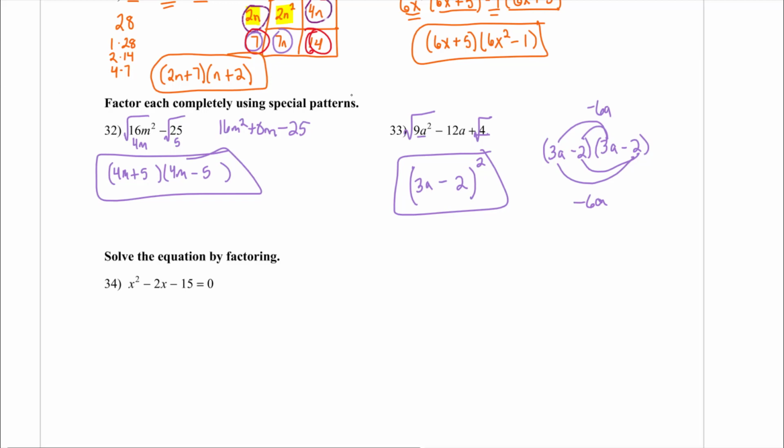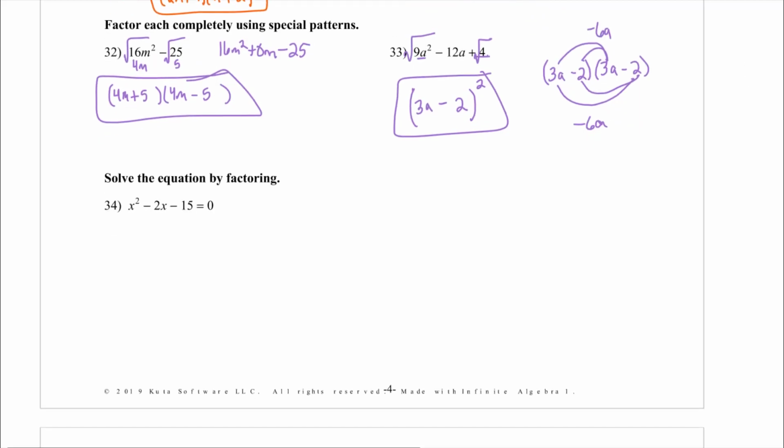Alright, 34. Solve by factoring. And this is our first solving equation problem, and that's pretty much what we're doing for the rest of this now. We are solving the equation by factoring, so let's go ahead and factor this.